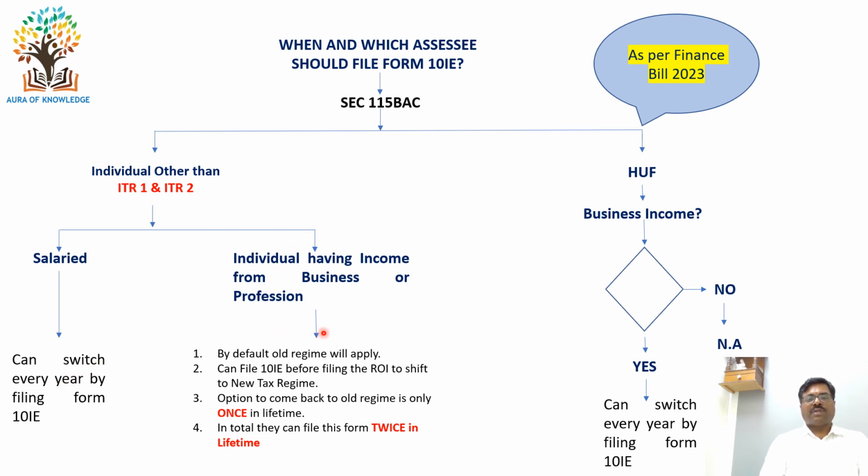And in case of individuals having business income, they can opt out and come back to the old tax design only once throughout the life of the assessee. They cannot change it more than that. So, in case of an individual assessee, overall they can file Form 10IE only twice: once to shift from old tax to new tax, and once to come back from new tax to old tax. That's all. Hope it is understandable.